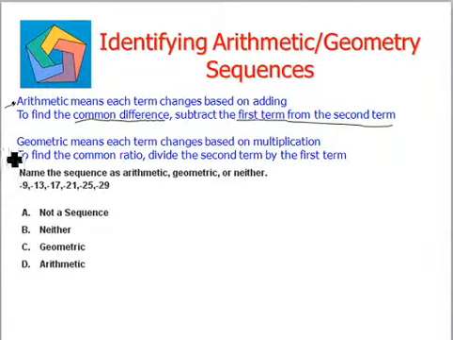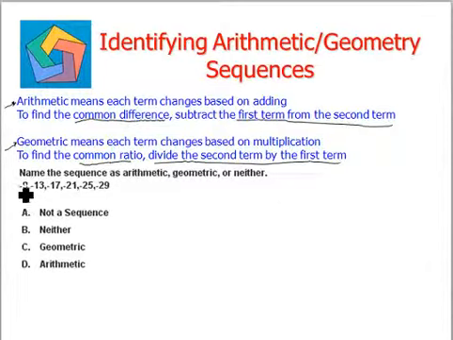Now we look at what a geometric sequence means. Geometric means each term changes based on multiplication, and how that change is calculated is called the common ratio. It is calculated by dividing the second term by the first term. Whatever solution we get on dividing the second term by the first term is multiplied with each term to get the next term of the sequence.